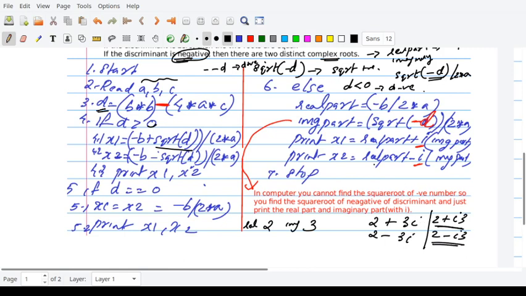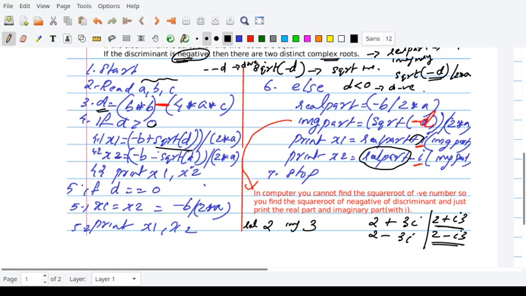How will you print this? You will print the real part followed by plus symbol or minus symbol. If you are printing x1, you will be printing the real part followed by the plus symbol followed by i followed by the imaginary part. And if you are printing x2, you will print the real part followed by the negative symbol followed by i and followed by the imaginary part. So this is how we solve for a quadratic equation in a computer program.